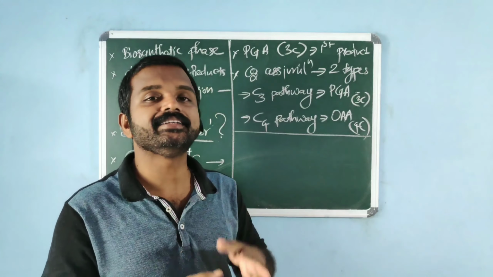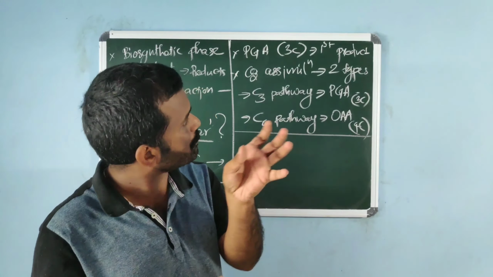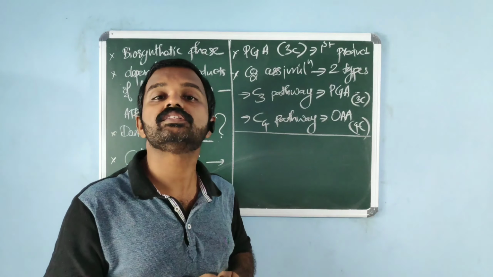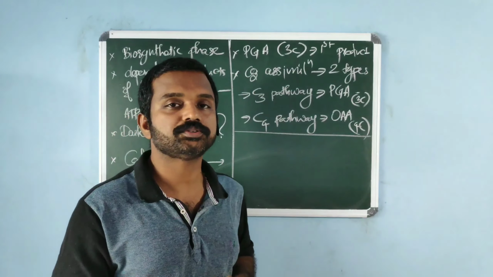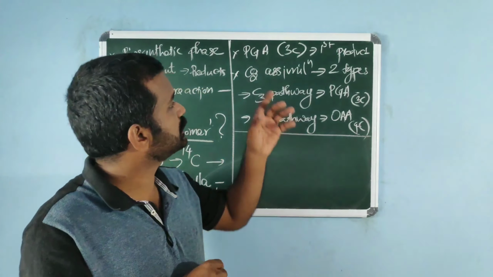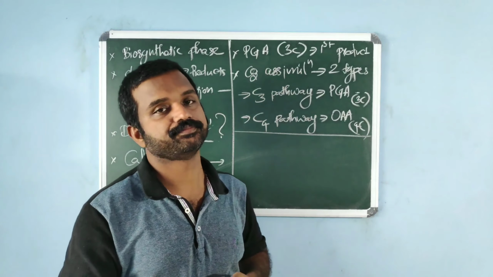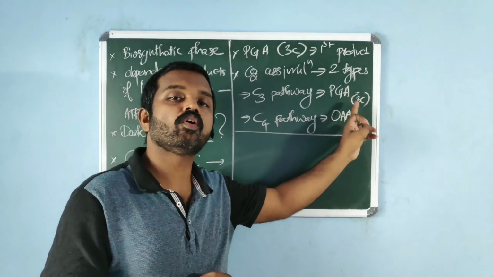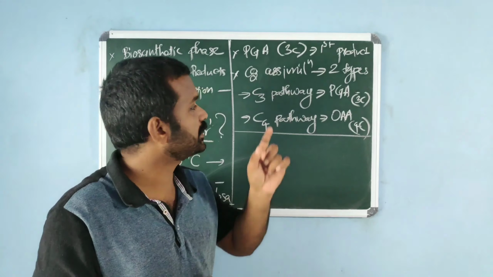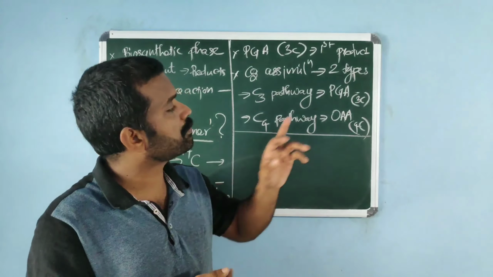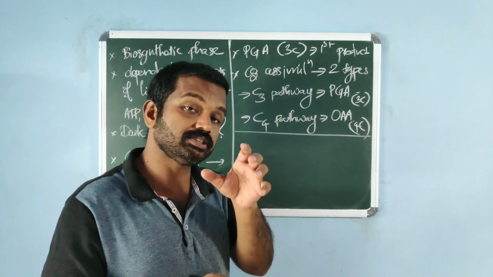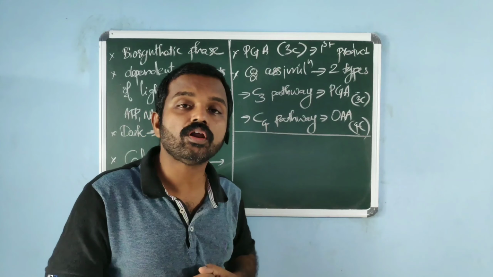Later, other scientists discovered that in some other plants, the first stable product is not a 3-carbon compound, instead it is a 4-carbon compound. So it is concluded that carbon dioxide assimilation is of two types. In some plants, PGA, a 3-carbon compound, is the first product. We call it the C3 pathway. In some other plants, oxaloacetic acid, a 4-carbon compound, is the first stable product. We call it the C4 pathway.